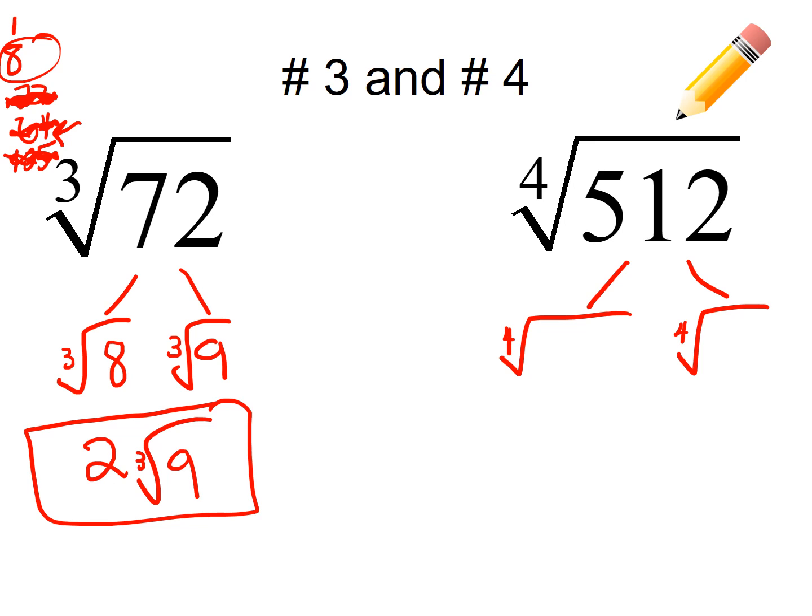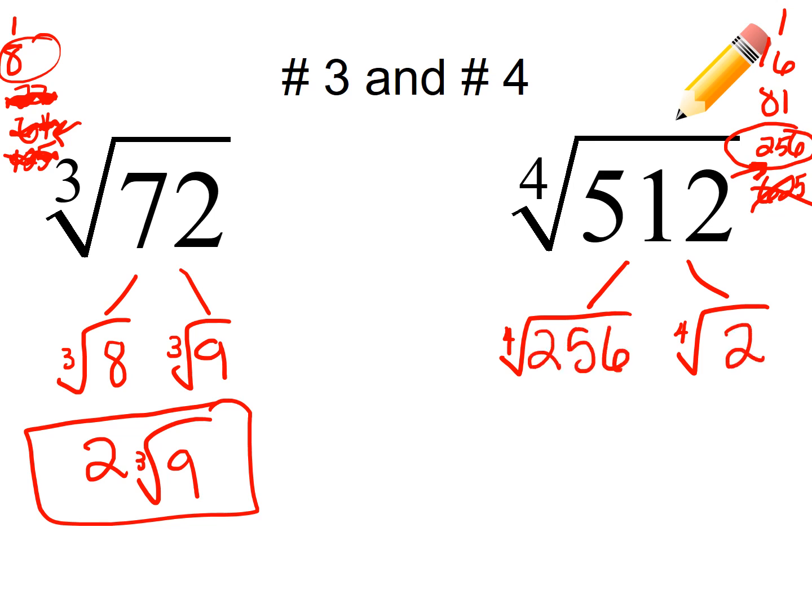So in your table, perfect fourth roots are 1, 16, 81, 256, and 625. Well, 512 falls between these two perfect fourths, so I know it can't be bigger than what my radicand is, so it can't be 625. And if I divide in my calculator, 512 divided by 256, I get an answer back that's 2, which means that my perfect fourth is 256 times 2.